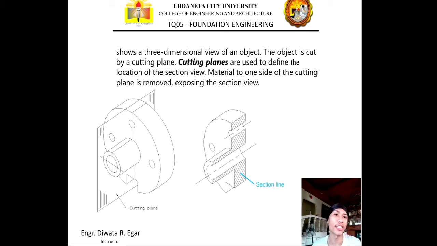So in order for us to see the sections of a particular object, we need to use a cutting plane. In engineering drawing, we call it a cutting plane line. A cutting plane line is used to define the location of the section view.